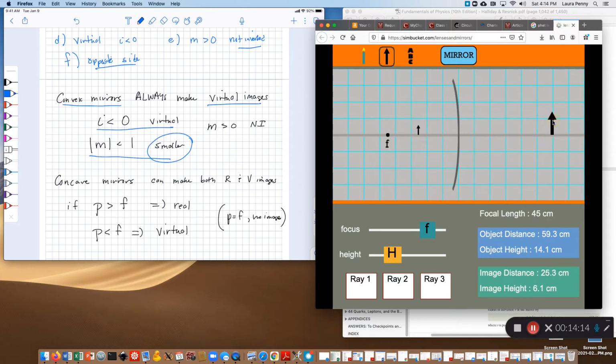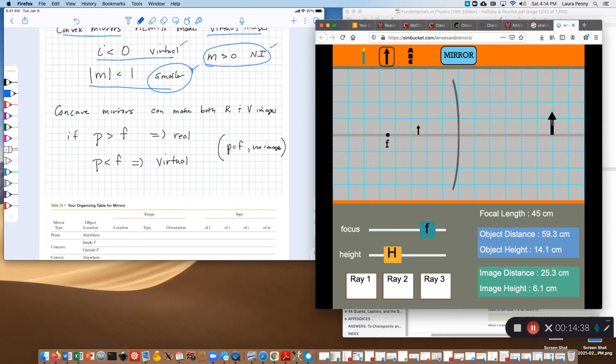This is like those garden mirror ball things that you look into. You always look smaller inside of it. And again, it's also not inverted. So a convex mirror makes a virtual, smaller, non-inverted image.